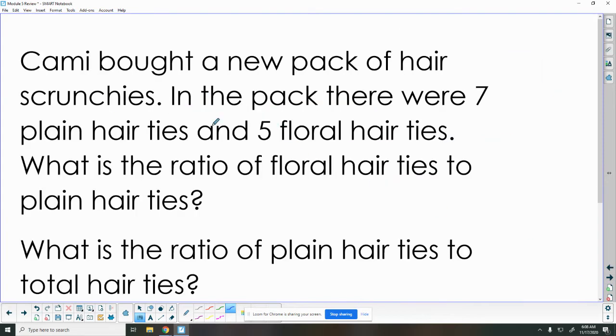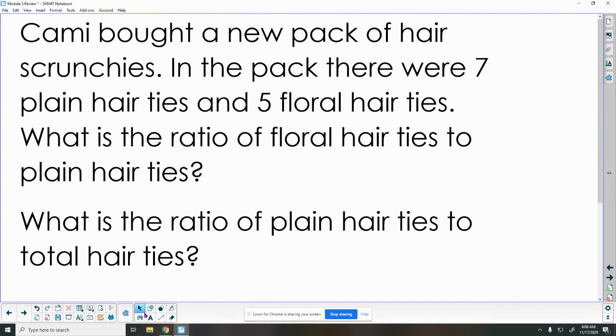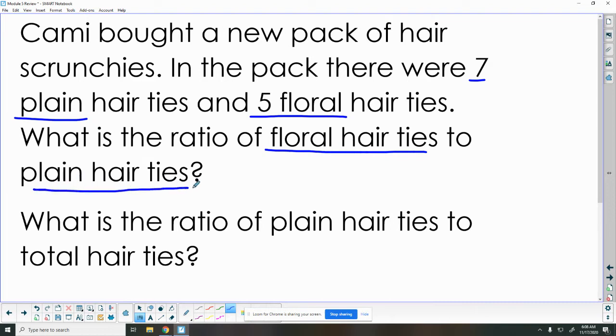Okay, so let's try this one here. So Cami bought a new pack of hair scrunchies. In the pack, there were 7 plain hair ties and 5 floral hair ties. So we've got 7 plain ones and 5 flowery ones. What is the ratio of floral hair ties to plain hair ties? So I'm hearing it wants floral compared to plain. Let's go ahead and see if you can write that ratio of floral to plain and then come back and check.